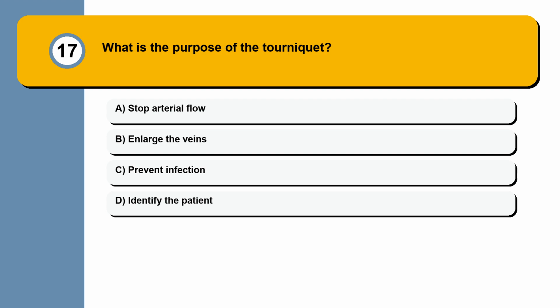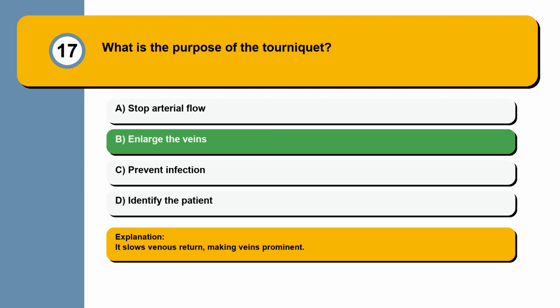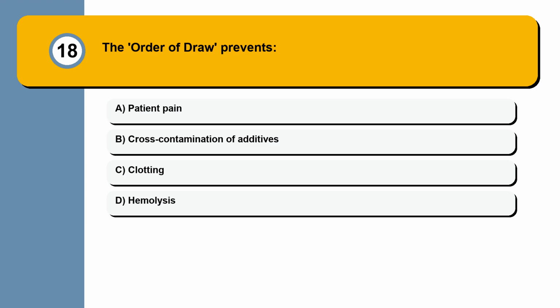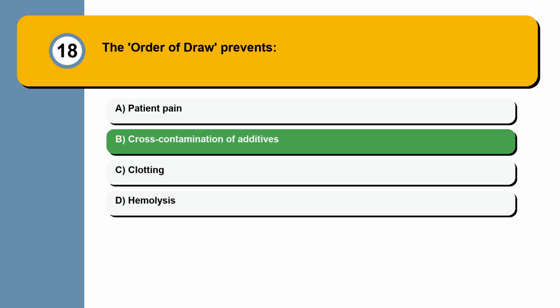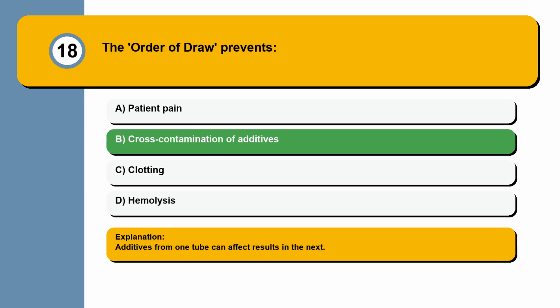Question 17. What is the purpose of the tourniquet? Stop arterial flow. Enlarge the veins. Prevent infection. Identify the patient. It slows venous return, making veins prominent. Question 18. The order of draw prevents patient pain, cross-contamination of additives, clotting, hemolysis. Additives from one tube can affect results in the next.